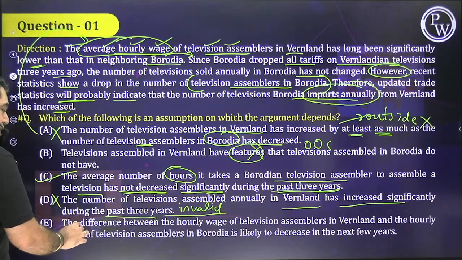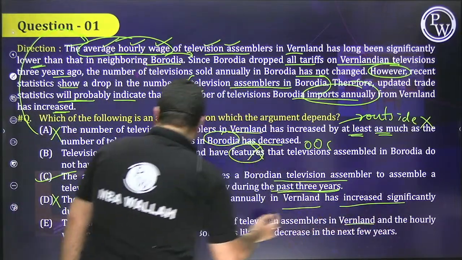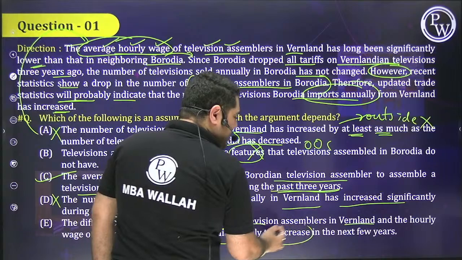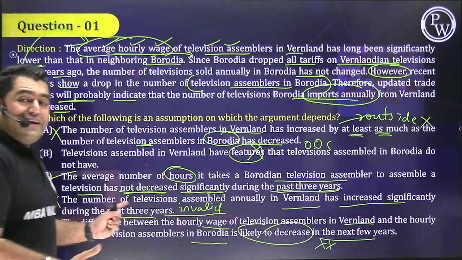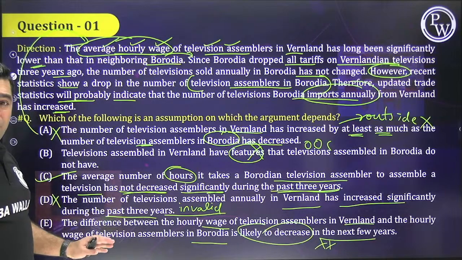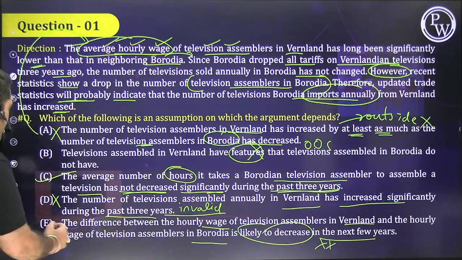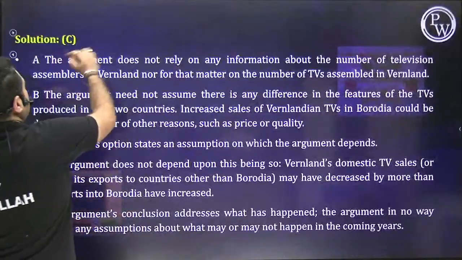And E. The difference between the hourly wage of television assemblers in Vernland and the hourly wage of television assemblers in Borodia is likely to decrease in the next few years. People, we don't know. How do we know? And that is not the reason why, hello, because of this you cannot have more television imports in Borodia. So people, by virtue of elimination and understanding, C is the correct answer choice.